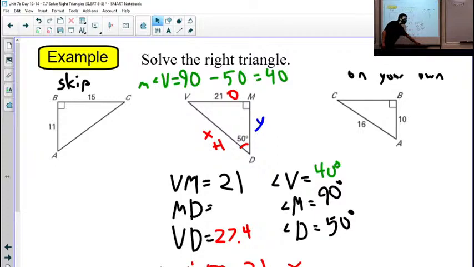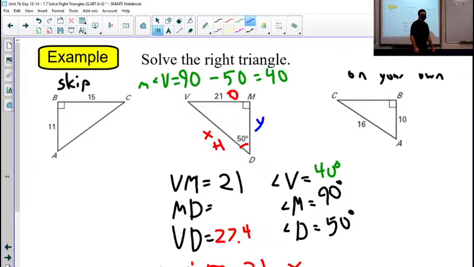To find M to D, we're going to do basically the same thing, but this time we're solving for y. I don't care about x anymore. I already solved for it. Now I want to solve for y. I have the same angle measure. I still know opposite. I want to solve for adjacent. So opposite and adjacent, that's tangent's job.